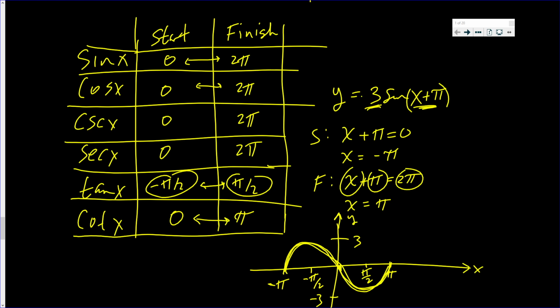If it would have been negative 3, all I would have done is drawn it upside down. So the blue is y equals negative 3 sine of x plus pi, and their yellow is positive 3 sine of x plus pi. That completes this section on tangent and cotangent graphs.